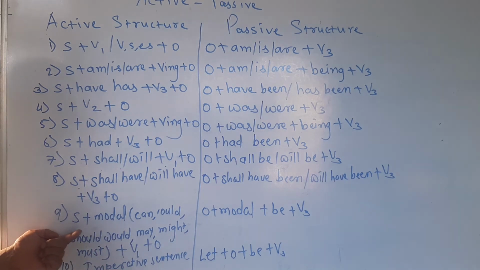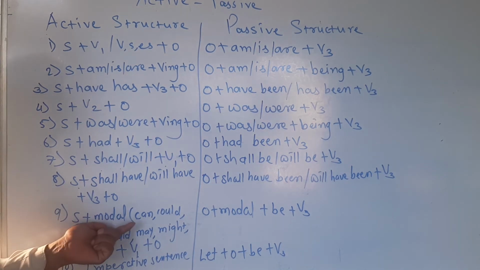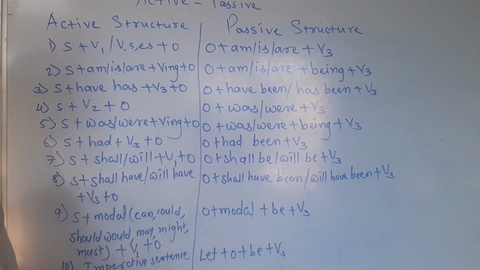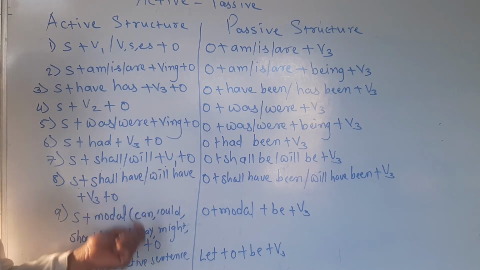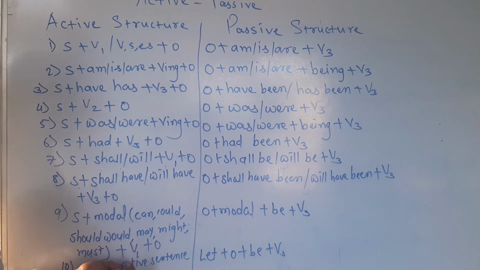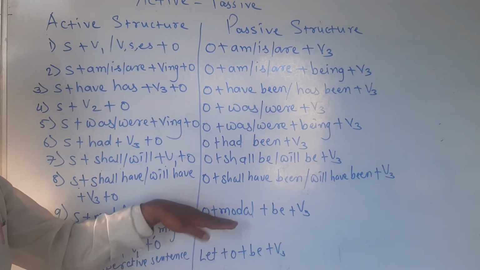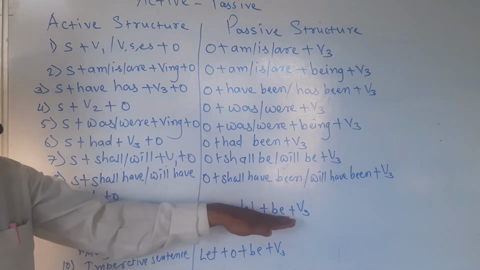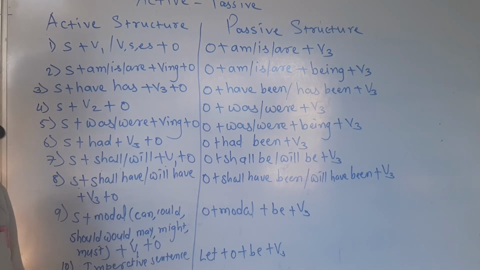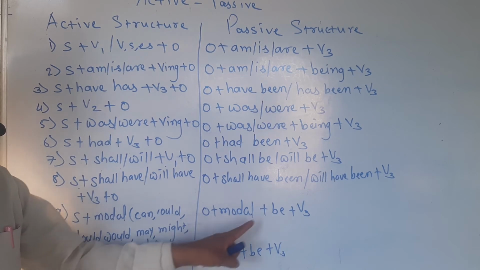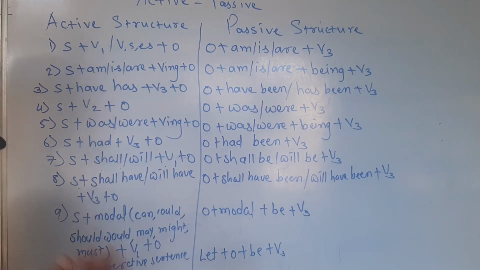Then the next important structure is subject, and after that modal auxiliary. Any modal can be there. Some examples I have given: can, could, should, would, may, might, must. Any one modal will be there, and after that first form and object. What will be its passive structure? Object plus modal auxiliary plus be plus v3. For example, I can write a letter. Its passive will be a letter can be written by me.